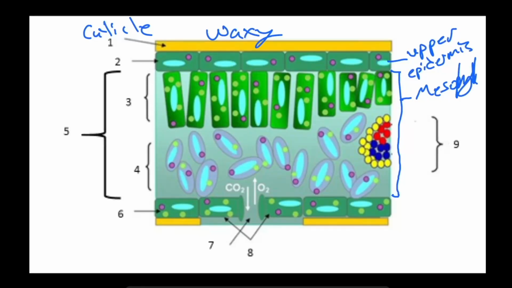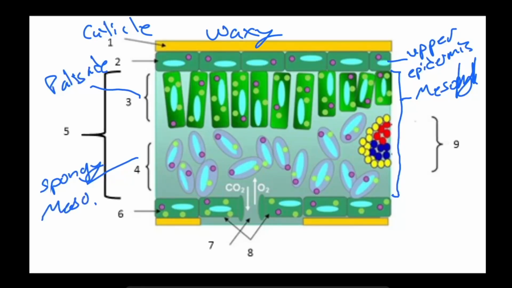Now, the mesophyll has two layers. That top layer is more compact, and we call that the palisade mesophyll. And then the part that's more loosely packed is called the spongy mesophyll. And then as we move down the plant, here you see a collection of xylem and phloem. So that's going to be the vascular bundles.